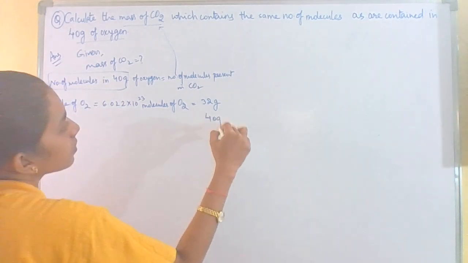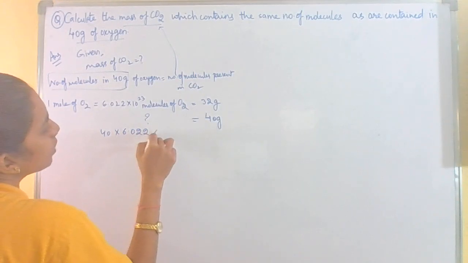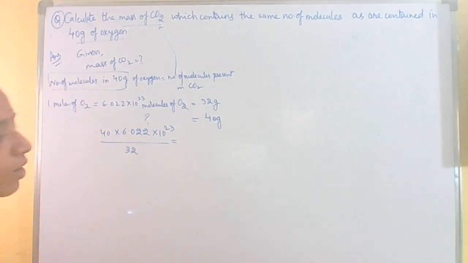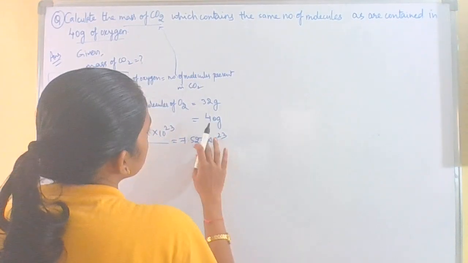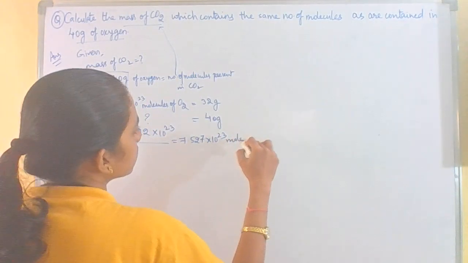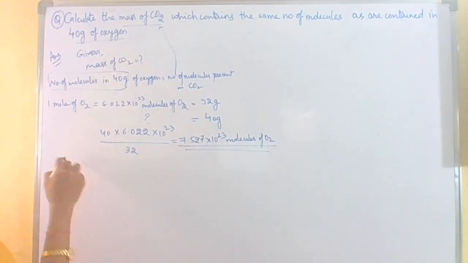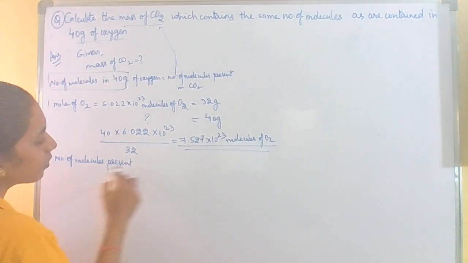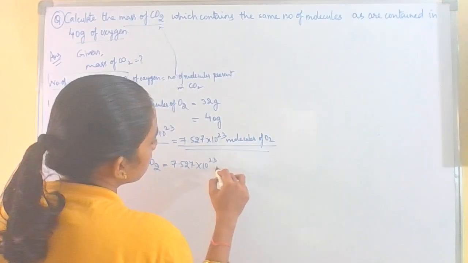Then 40 grams of oxygen contains how many molecules? 40 into 6.022 into 10 to the power 23 molecules by 32. You will be getting the answer around 7.527 into 10 to the power 23 molecules of oxygen. So the number of molecules present in CO2, in the given situation, is also equal to 7.527 into 10 to the power 23 molecules.